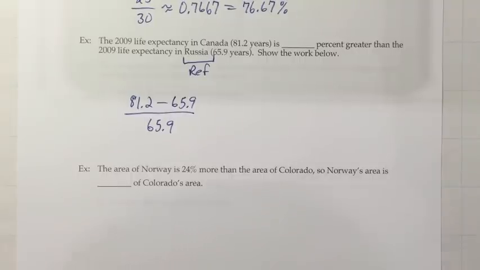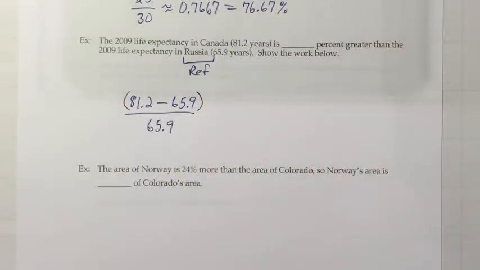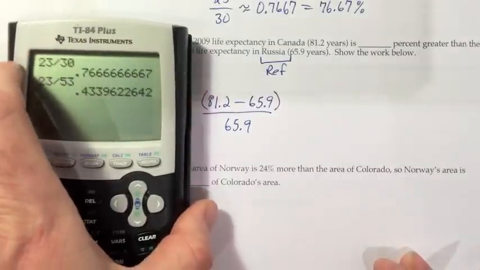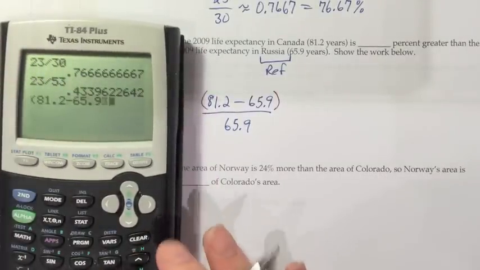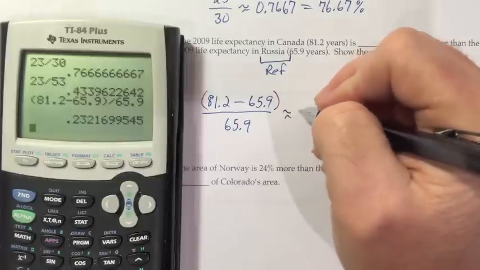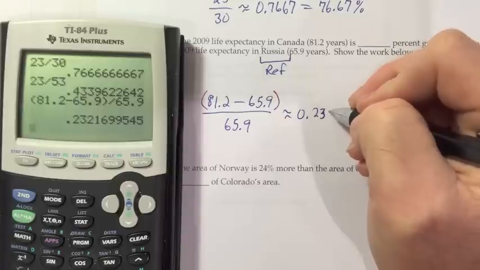But when I do that, I have to remember that this subtraction needs to be in parentheses in my calculator, otherwise that's not going to come out right. So let's bring the calculator in and open parentheses, 81.2 minus 65.9, close the parentheses, that's the end of the numerator, and divide by 65.9. That'll give us a decimal first, 0.23322.